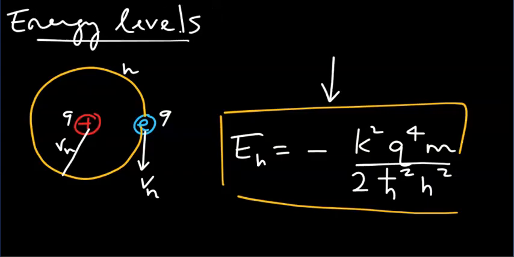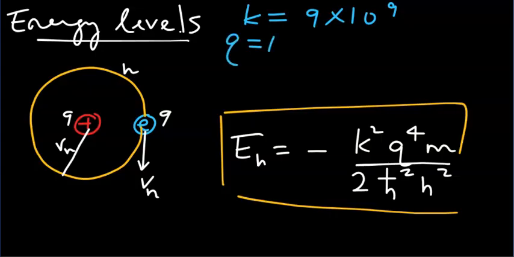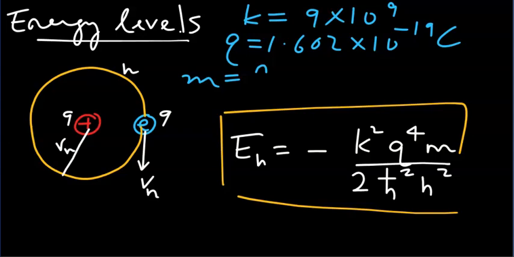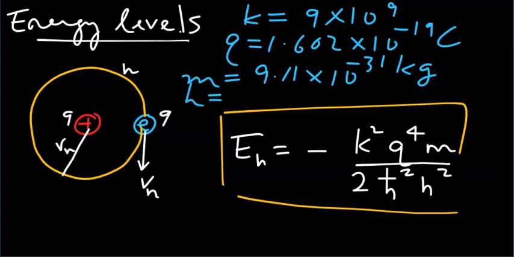This expression also represents the energy levels of the hydrogen atom. Using the known values of these constants, K is the constant that appears in Coulomb's law, so 9 times 10 to the power 9 in SI units. Q is the electronic charge, about 1.602 times 10 to the power minus 19 coulomb. M is the mass of the electron, which is about 9.11 times 10 to the power minus 31 kg. And h is the Planck constant, which is 6.626 times 10 to the power minus 34 joule seconds.